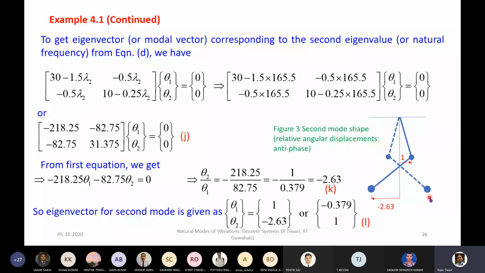So these are the two eigenvectors we have obtained. This is corresponding to the second eigenvalue. And as I mentioned, if we say theta 2 is 1, correspondingly theta 1 will have another value. Both eigenvectors are valid the way we normalized them. At present we have not normalized these eigenvectors with respect to the mass. We normalized so that we can better visualize the relative magnitude.